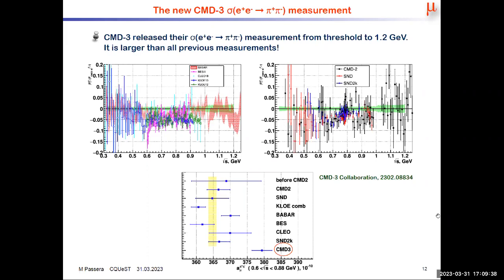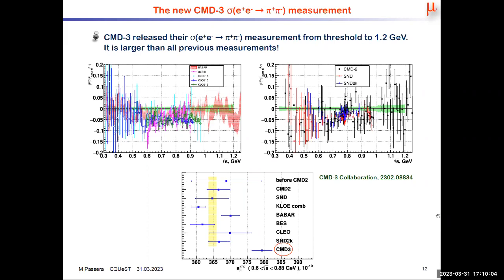What you can compare is in this figure here, and this is the integral of these quantities in the region 0.6, 0.88. So this region here, which is very important, of course. If you integrate in this region, you get this. And you see more or less, as I told you, Babar was a bit higher, Chloe was lower, and now we are seeing CMD3 that is much higher.